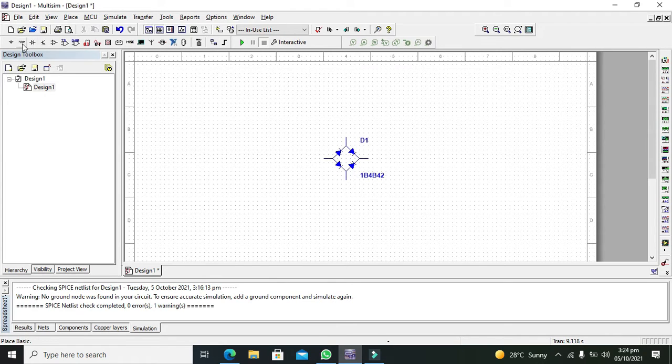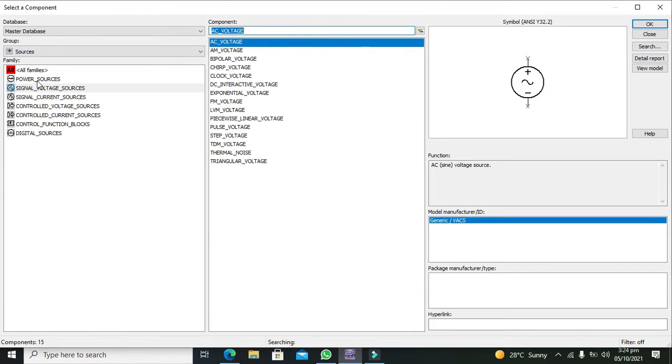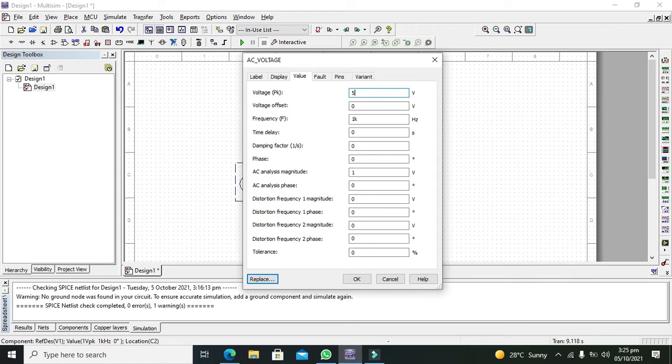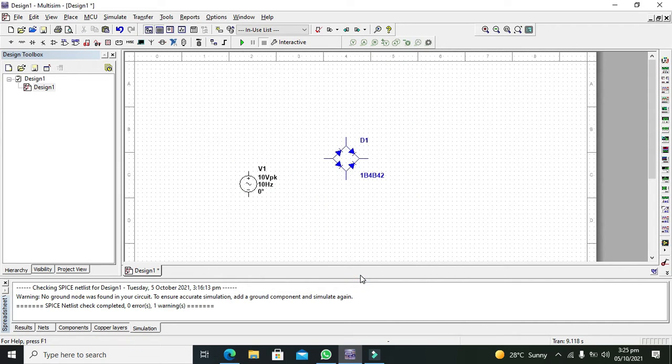Okay, first we go for the AC voltage. Now this is our AC voltage. We can see that there is a huge frequency of this AC signal. So double click on it, increase its voltage peak to peak to 10 and its frequency up to 10 hertz, not more than that.